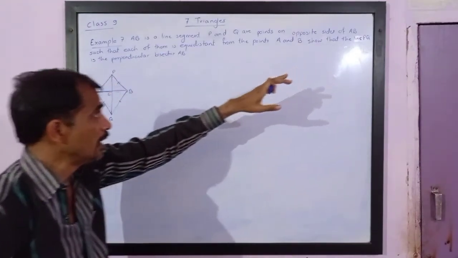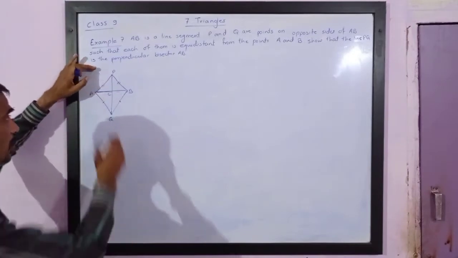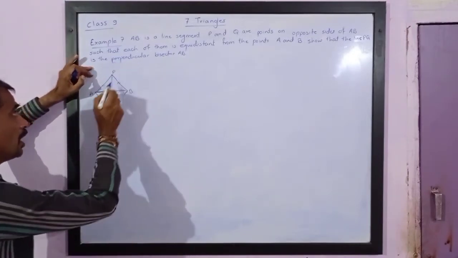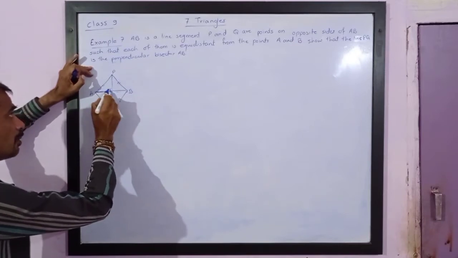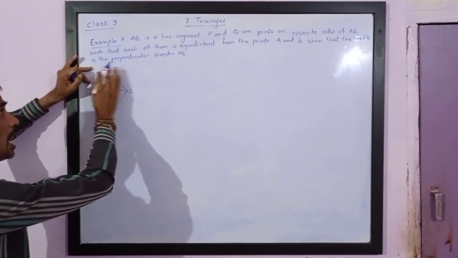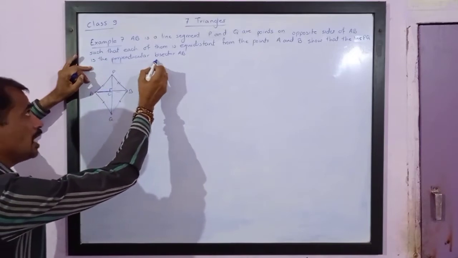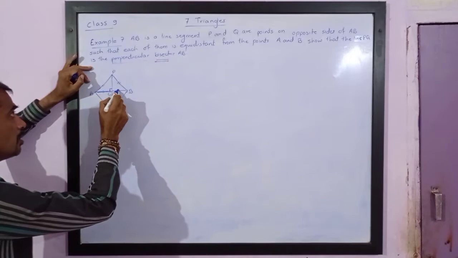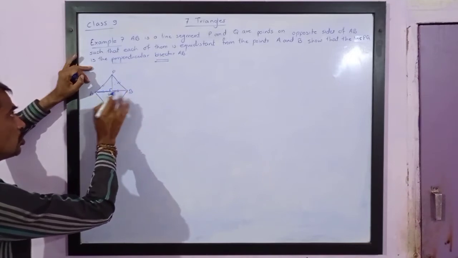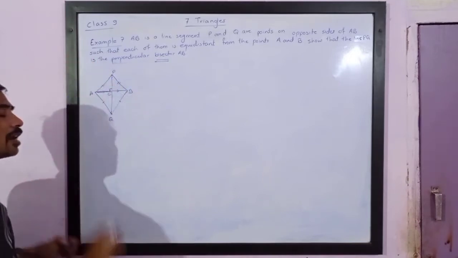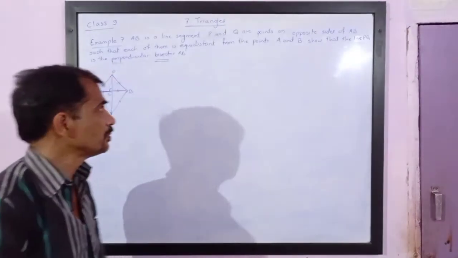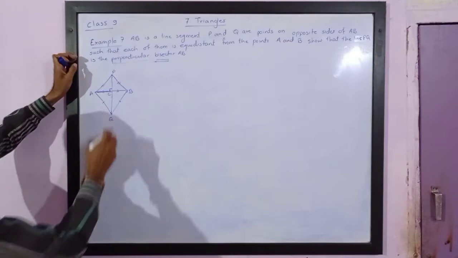Show that line PQ is perpendicular. Perpendicular means it makes 90 degrees with the segment AB. So line PQ is perpendicular as well as bisector. We have to show that this is bisector, meaning these two parts are also equal, as well as they are perpendicular. So let us see how to solve this. Before solving, let us write the given things.